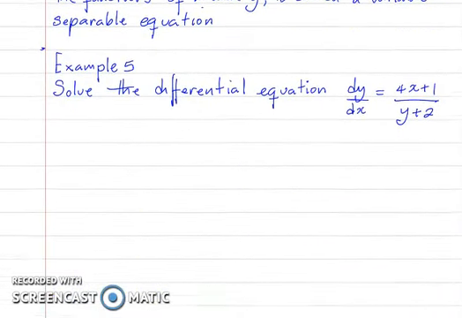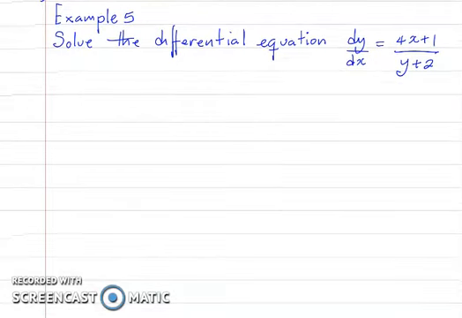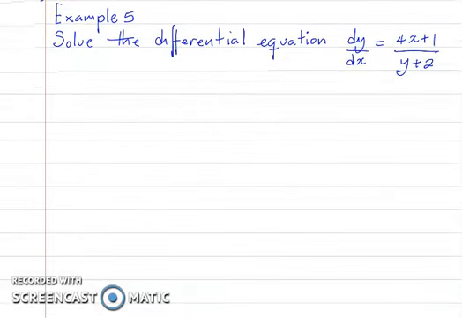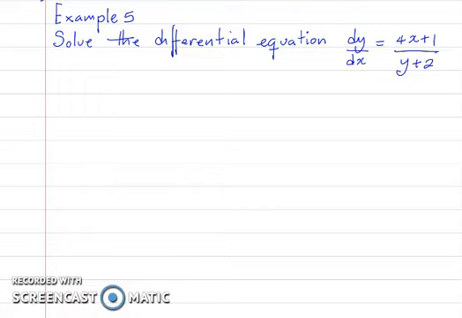So this is example 5. Example 5 is asking us to solve the differential equation dy by dx is equal to 4x plus 1 divided by y plus 2. So let's write that. dy by dx is equal to 4x plus 1 divided by y plus 2.